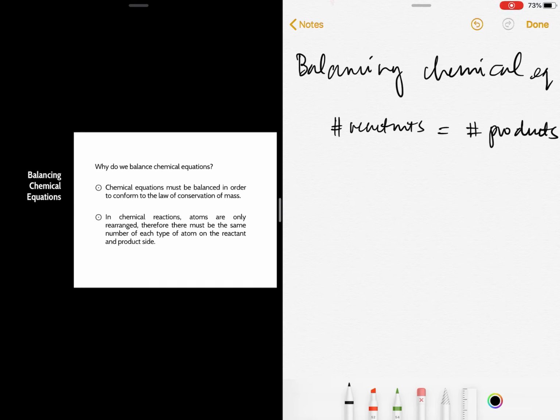So, ibig sabihin, kung sa reactant side, may 4 ka na carbon, dapat sa product side, may 4 ka din na carbon. Walang madadagdag, walang mawawala. Kung ilan yung umpisa, ganun din yung amount niya dapat pag nag-form na siya ng products. So, sa loob ng isang chemical reaction, walang nawawala na element, walang nadadagdag na element, no? Atoms are only rearranged, no? So, dapat kung nare-rearrange lang yung ating mga atoms, dapat kung ilan yung nasa reactants, ganun din dapat yung nasa product side. Ganun lang siya, class.